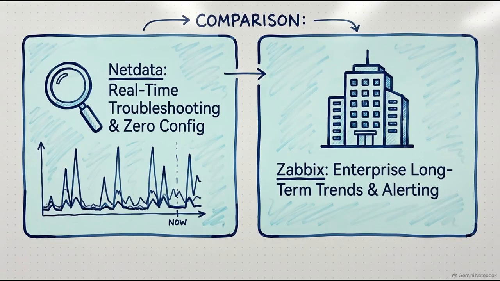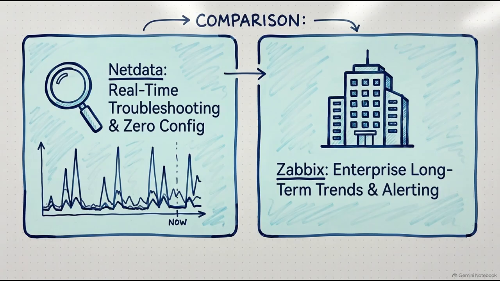Now, to be completely impartial here, we have to look at the trade-offs, right? No tool does absolutely everything perfectly. Netdata is the absolute king of immediate ad hoc server troubleshooting. It is completely unparalleled for seeing what a specific server is doing right this exact second.